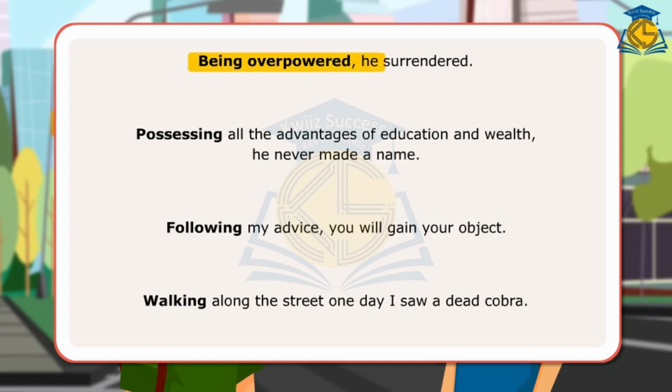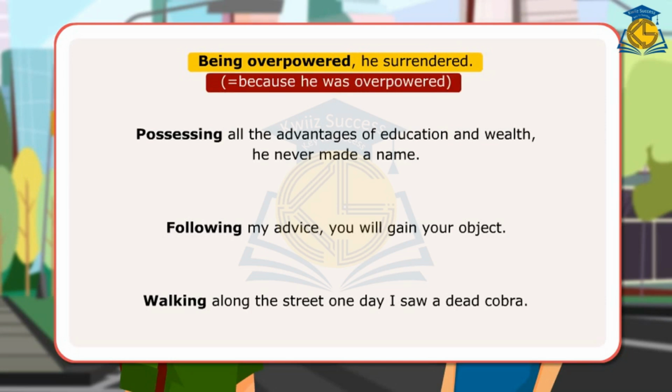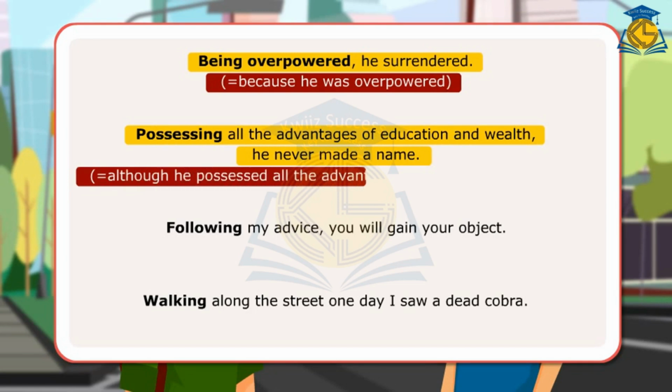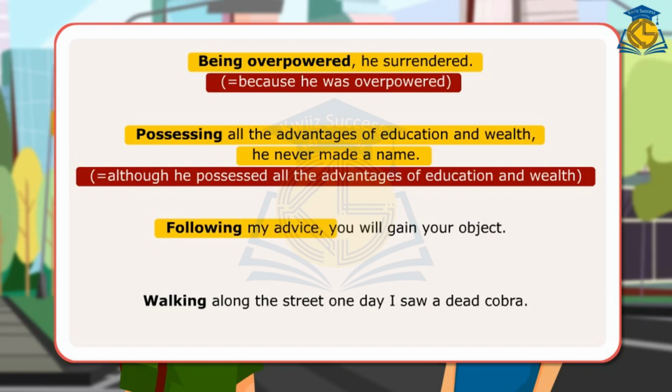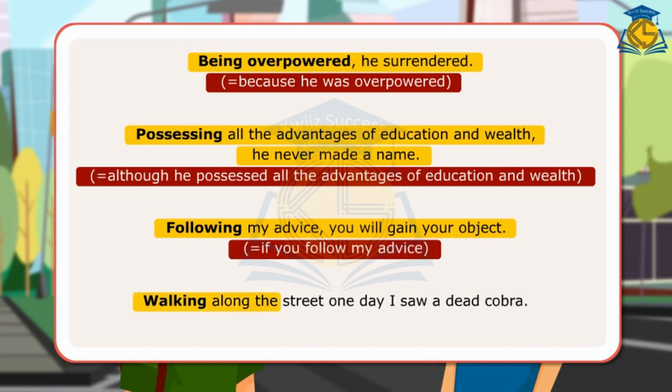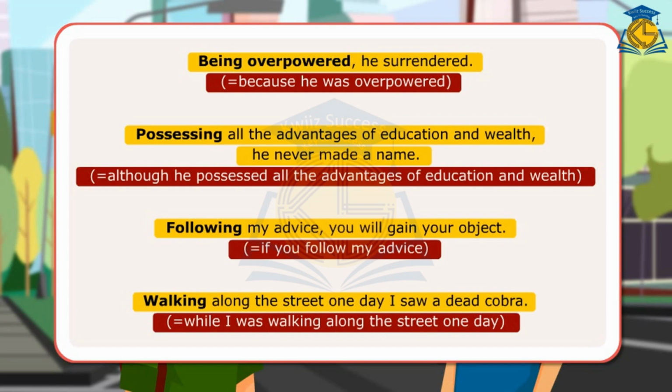Being overpowered, he surrendered. Because he was overpowered. Possessing all the advantages of education and wealth, he never made a name. Although he possessed all the advantages of education and wealth. Following my advice, you will gain your object. If you follow my advice. Walking along the street one day, I saw a dead cobra. While I was walking along the street one day.